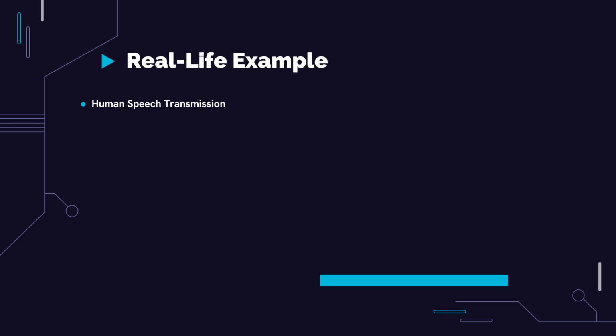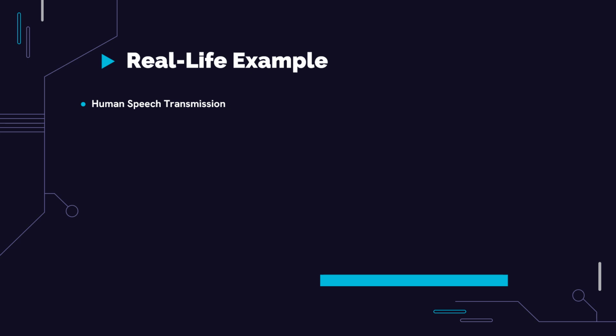Let us take a real-life example: human speech transmission. Imagine you are talking on a mobile phone. Your voice has slow changes, meaning normal speech, and fast changes, meaning shouting or strong emotions. If delta modulation is used, a fixed step size cannot follow sudden loud sounds. This causes slope overload distortion.